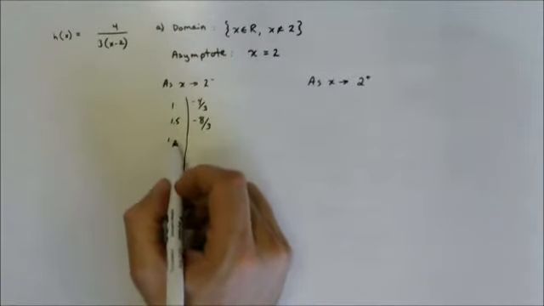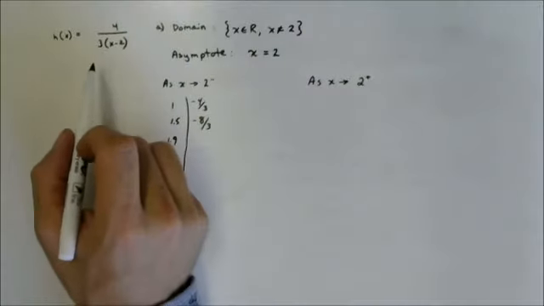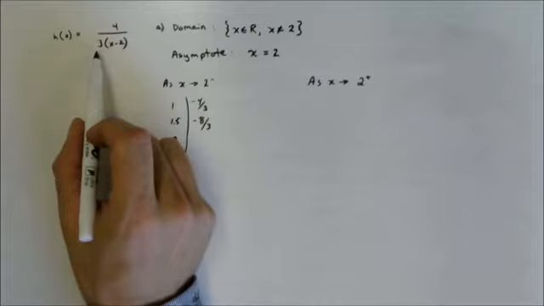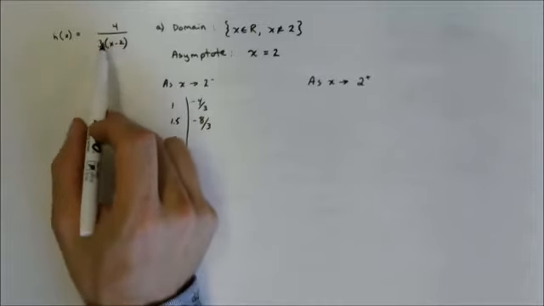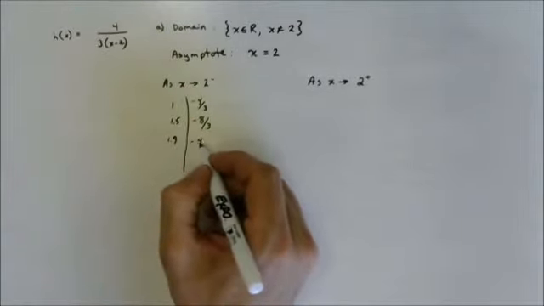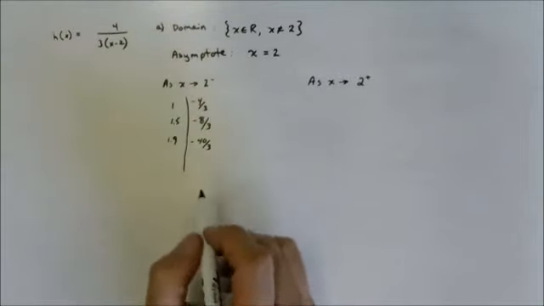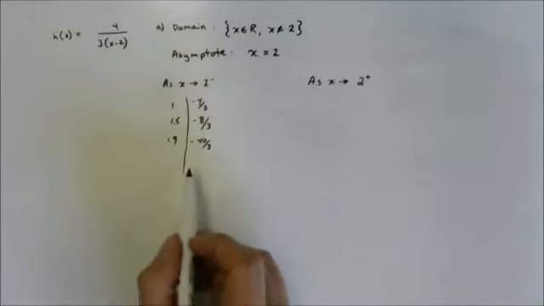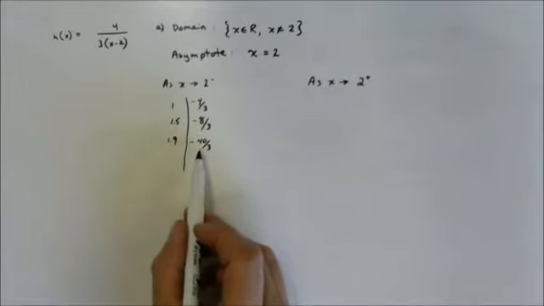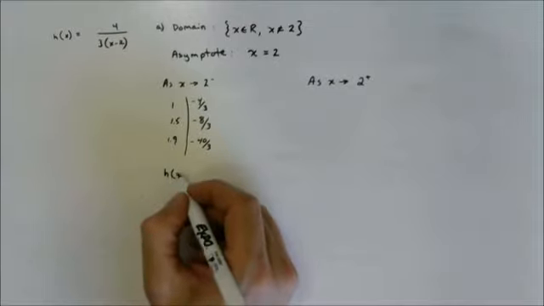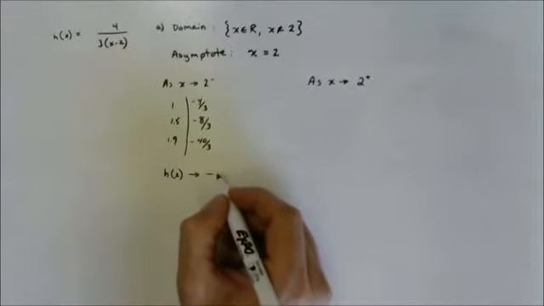Let's sub in 1.9. We'd get negative 0.3 here. So we'd get 4 over 0.3, which would be 40/3, and it's negative. I'd say as we're getting closer and closer from the left, this thing is getting more and more negative. Does that make sense? I think it's safe to say that h of x is approaching negative infinity.